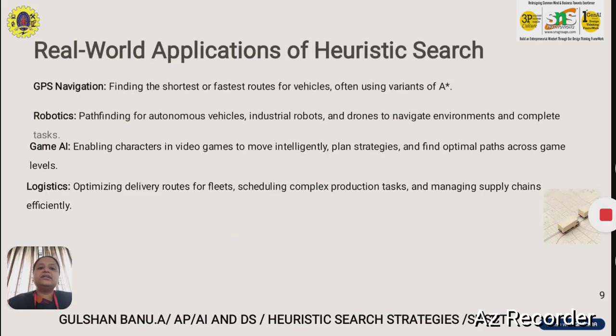There are certain real world examples of heuristic search: GPS navigation, robotics, game AI and logistics.